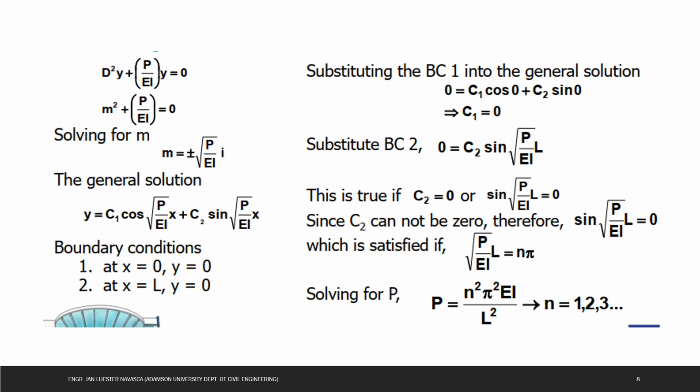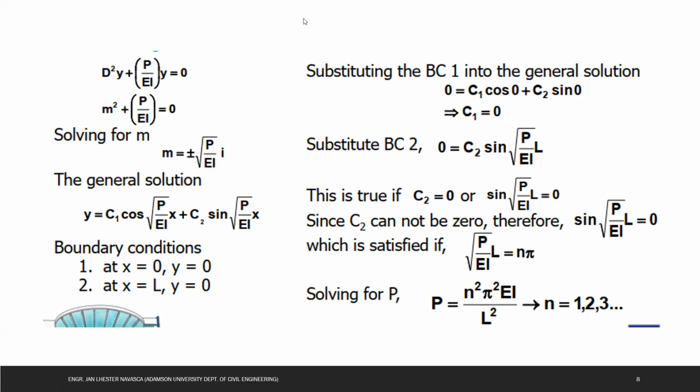Okay, then substituting our boundary conditions into the general solution like this one. Boundary condition 1, let's say x equals 0 and y equals 0. Therefore, 0 equals c1 cosine 0 plus c2 sine 0. Then solving for the value of the constants, sine 0 is 0, so this will cancel out. Therefore, c1 is equal to 0.